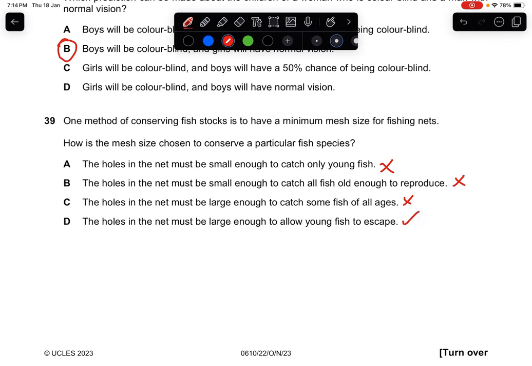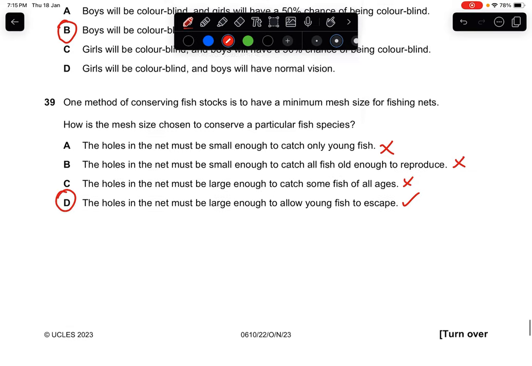Correct. Why? Because the young fish are still undergoing growth. So when you take all of the young fish, there will be no more offspring. So we always take the larger ones. So the answer of this would be D.